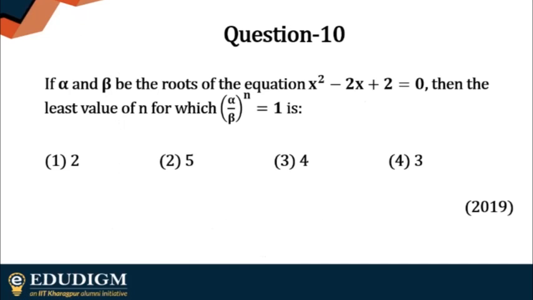Again, you have a quadratic equation and you have two roots alpha and beta. You have to find out the least value of n for which (alpha by beta) to the power n is equal to 1. Okay, just try this one out. Not very difficult. You can easily find out what alpha and beta will be.